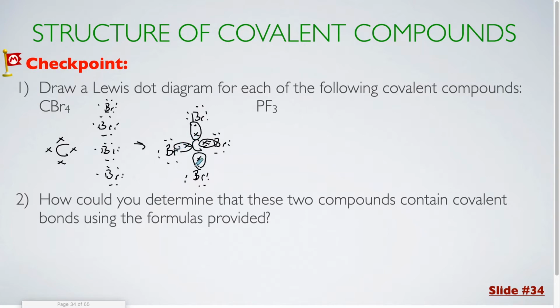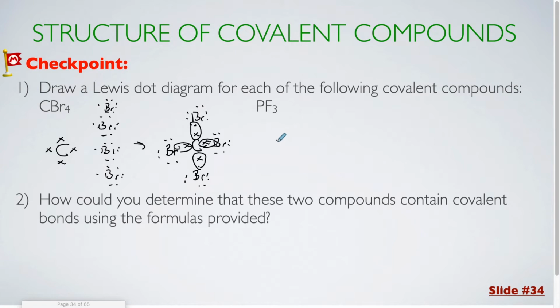Now, while it isn't completely necessary to use different symbols like I'm using here, the X's and the dots, this will hopefully make it a little bit easier for you to see that 1 electron in each bond is coming from one atom and the other electron is coming from another. It'll also be a little bit easier when we get to more complicated structures.